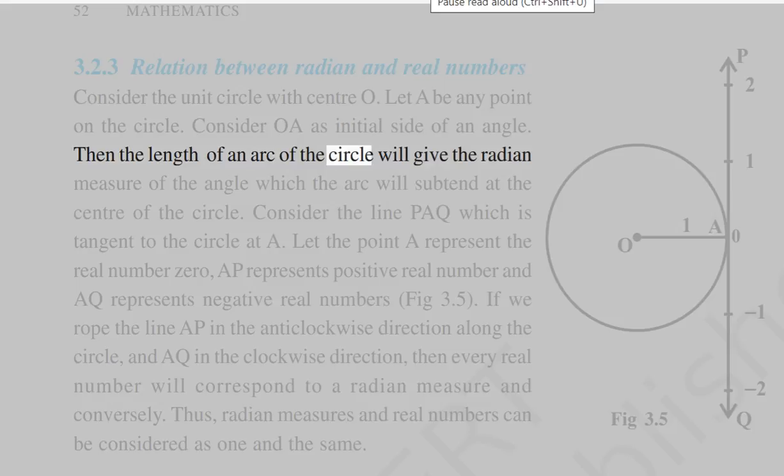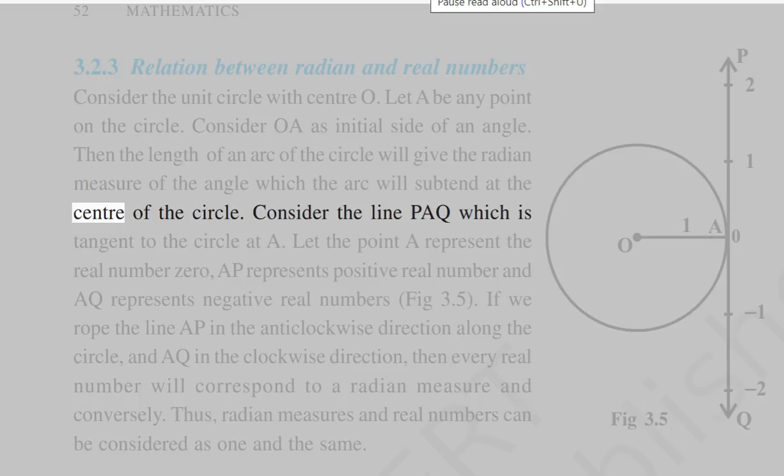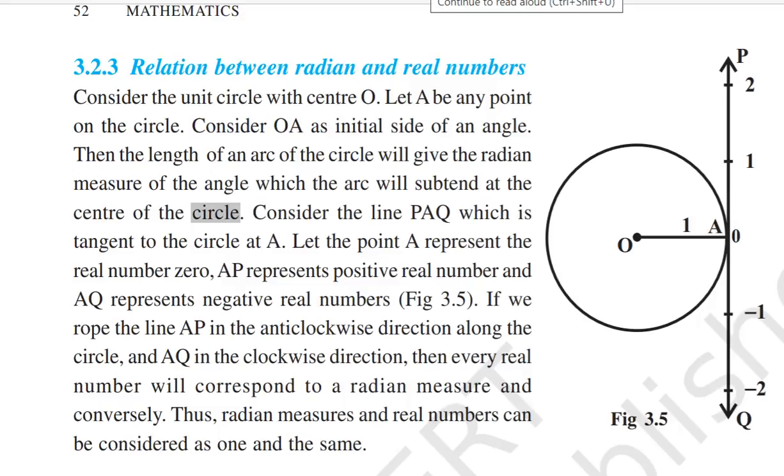An arc of the circle will give the radian measure of the angle which the arc will subtend at the center of the circle. So consider OA is the initial side. Then the length of the arc of the circle will give the radian measure. So let's say the length is 2. So the radian will be 2 radians. If the length is 1, so the radian will be 1 radian, right? Because the length of the arc is 1, as shown here.